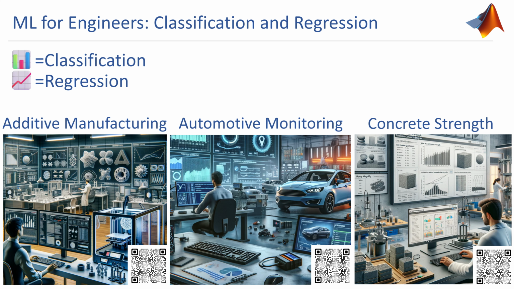All right, and then there are some that are classification and regression. Additive manufacturing, or 3D printing: being able to predict the strength of different types of materials that you use for 3D printing. And then automotive monitoring.